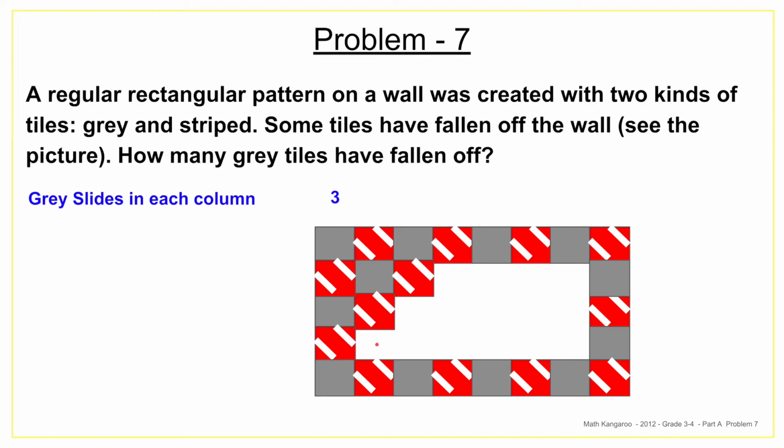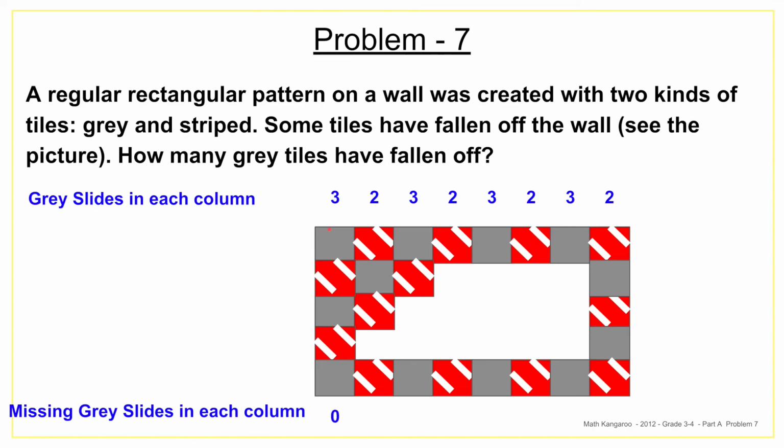So the gray tiles in each column should be 3 here. It's supposed to be 2 in here. We have 1 and then gray here, and that's gray 3. Similarly, the next ones should be 2, 3, 2. Now let's figure out how many gray tiles are missing from the fallen tiles. So first column, there are 3 tiles, so nothing is missing here.